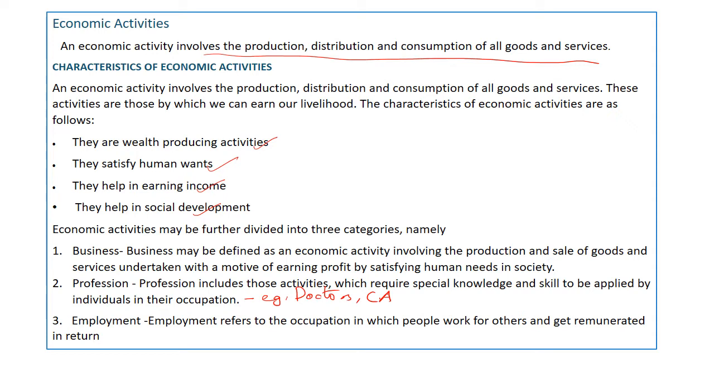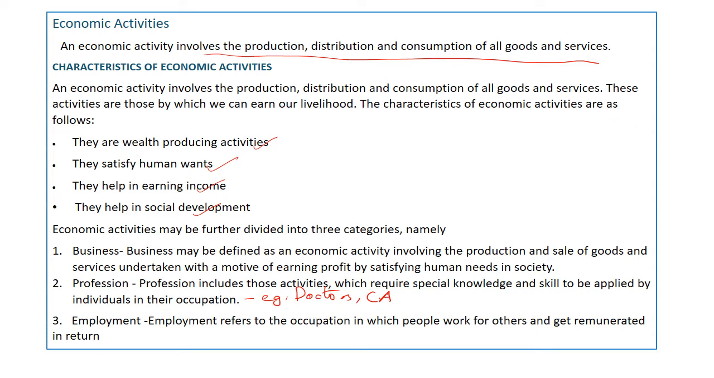Now we are going to discuss the three categories that come under economic activities. First is business, second is profession, and the third one is employment. When we are talking about business, those activities involve the production and sale of goods and services with the motive of earning profit by satisfying human needs. So when we are running a business, your motive is to acquire profit. How do you acquire profit? Through satisfying the needs and wants of the consumers.